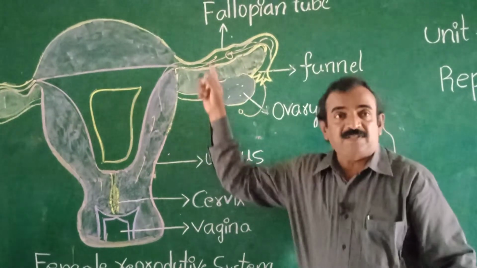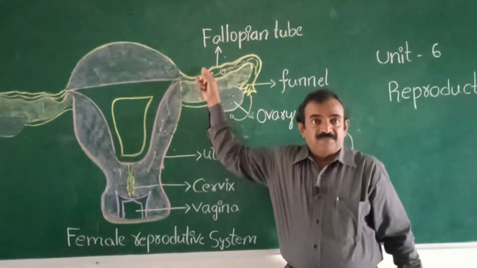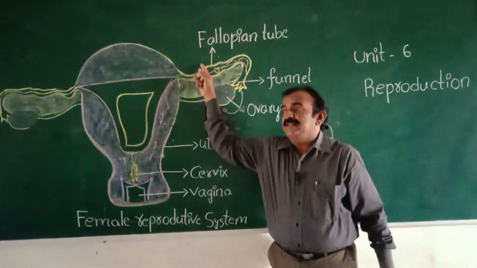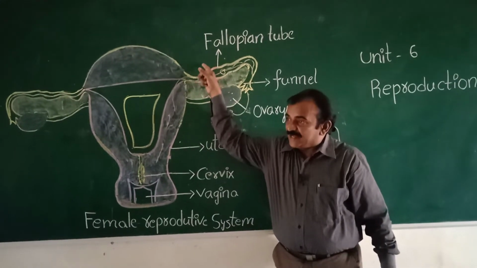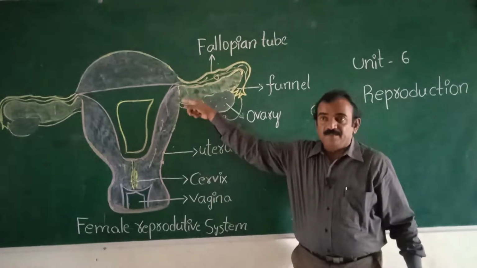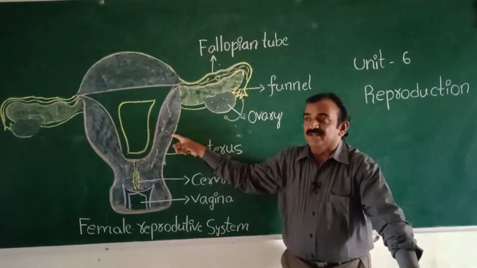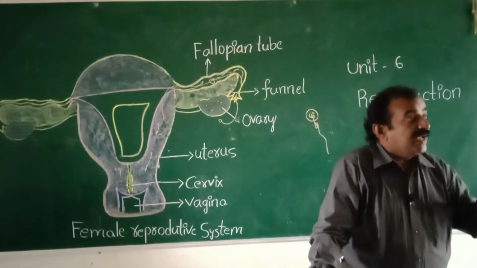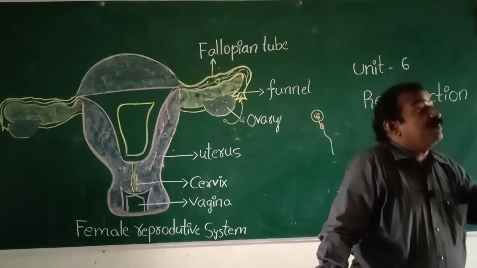So here what takes place? Fertilization takes place, boys. And after fertilization what will take place? Zygote is formed. And the zygote slowly moves down and it looks like a ball. It moves down and enters into the uterus. In the uterus what is there? Endometrium layer. Endometrium is there.